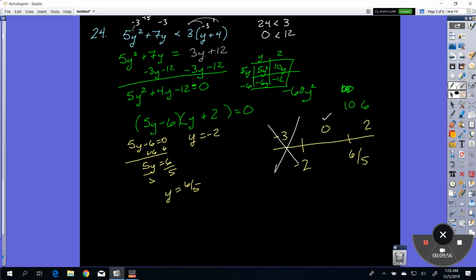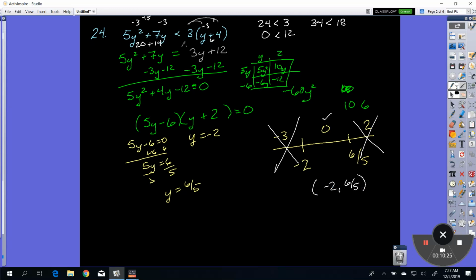So now we're going to plug 2 in. 2 squared is 4, times 5 is 20, plus 7 times 2 is 14, so that's 34. Is that less than 2 plus 4, which is 6, times 3 is 18? So is 34 less than 18? No, so that didn't work. So notice this is just a less than. So the only place that makes it less than is between negative 2 and 6/5.